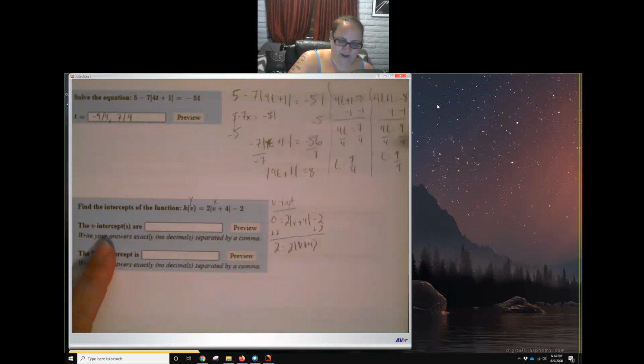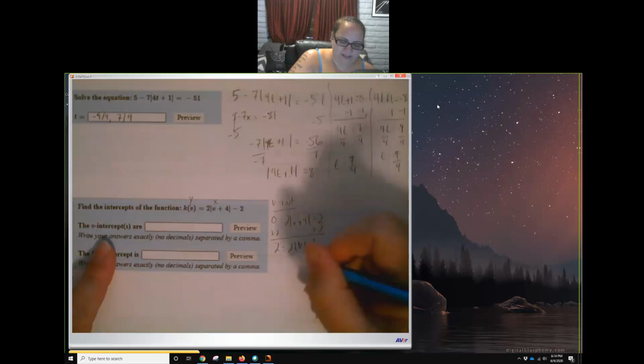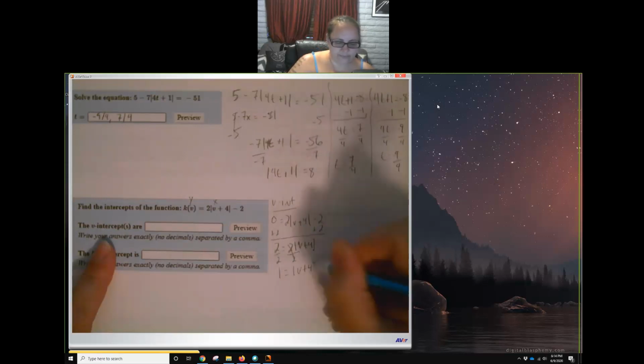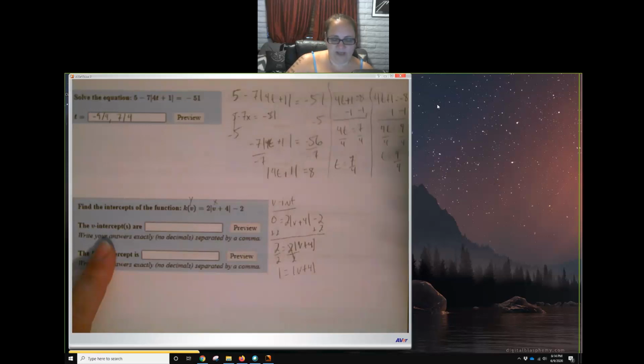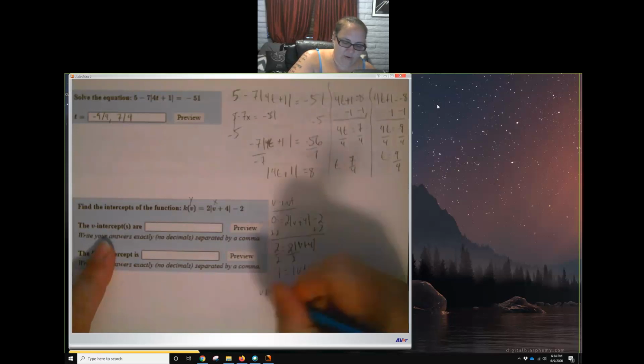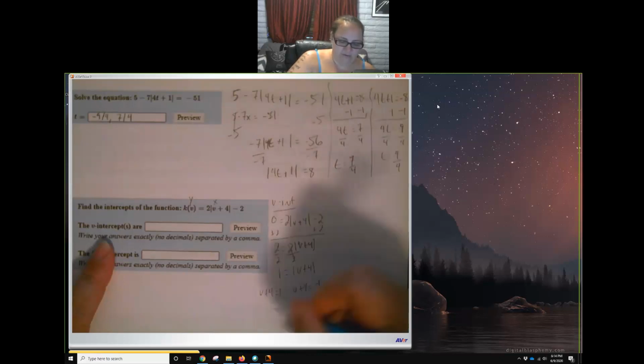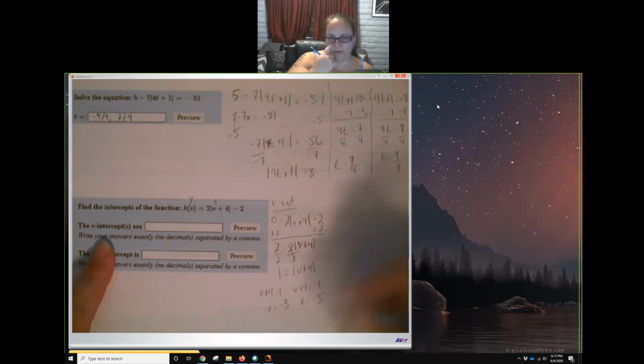Nope, that's an absolute value, not a parenthesis. Then I divide both sides by the 2 in front. And then I split this because if the absolute value of v plus 4 equals 1, then either v plus 4 could equal 1 or v plus 4 could equal negative 1. Subtract the 4, and either v is negative 3, or subtract the 4, negative 5.